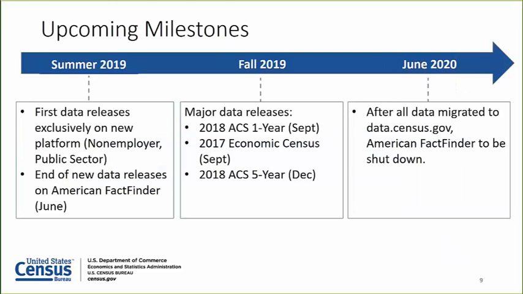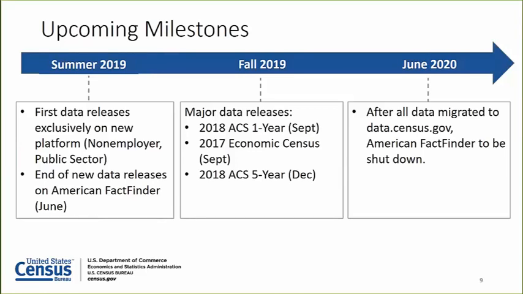So here are some of our upcoming milestones. This summer, we're going to have our first data released exclusively on data.census.gov. There are some smaller releases from the economic surveys and programs. We have non-employer statistics coming out later this month, and then public sector, and also the Census of Governments later this summer. And this fall, beginning in September and going through December, we have major releases with the 2018 American Community Survey as well as the 2017 Economic Census.